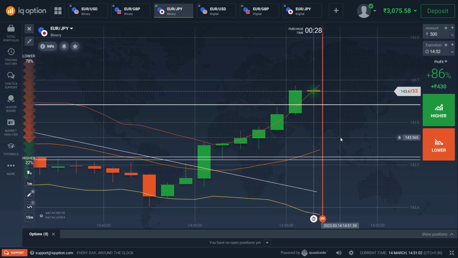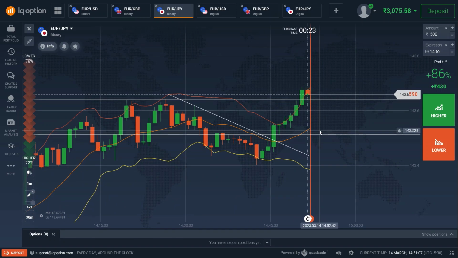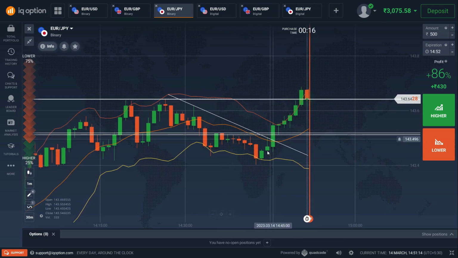And guys, we have won this trade with 5 green candles. So after a long losing streak, we have finally made a turnaround with the trade, and I was pretty much confident about the setup.